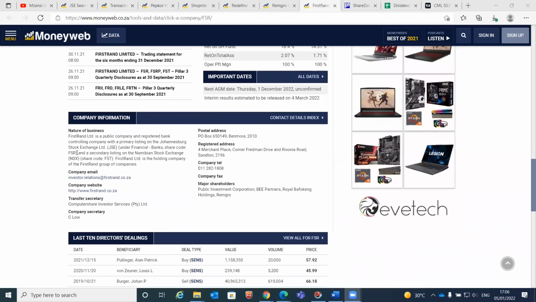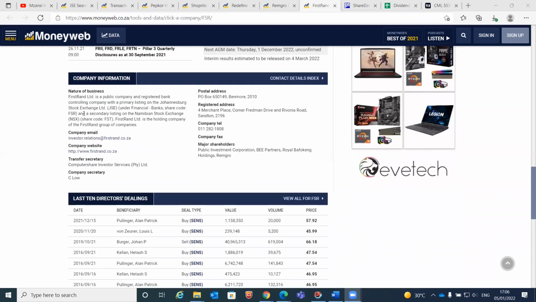Then at the bottom, this is something that I'll be doing for all the companies that I already own, just in case there's someone who's not familiar with the nature of those businesses and what they are doing. Now we are looking at Firstrand. I said that Firstrand is a bank, so they say that it's a controlling company on the JSE. It's listed under the financial sector. We know that it's a bank, right? And then it's secondary listed on another exchange.